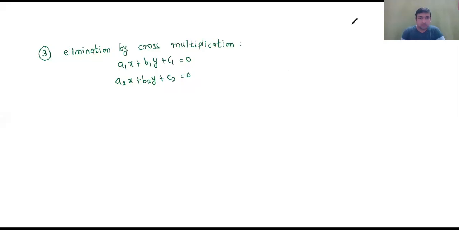Hello dear students. In this video, we are going to learn the third method to solve the linear equations in two variables. The name of the method is elimination by cross multiplication. Suppose these are the two linear equations given to you. a1x plus b1y plus c1 equal to 0. This is my equation number 1. And the second equation is a2x plus b2y plus c2 is equal to 0.